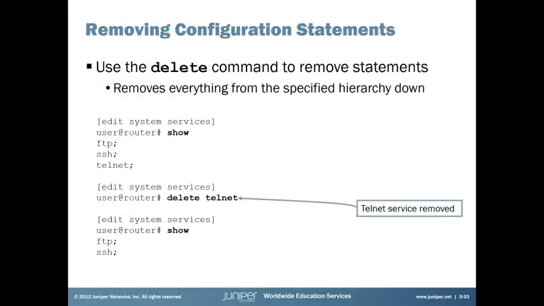How do we undo something? Well, we use the delete command. In Cisco, we'd use the no command in front of it. In Juniper, we use the delete command. So if I said I don't want Telnet in there, I'd just go in and delete Telnet, and there it is, it's gone. Same goes for anything.